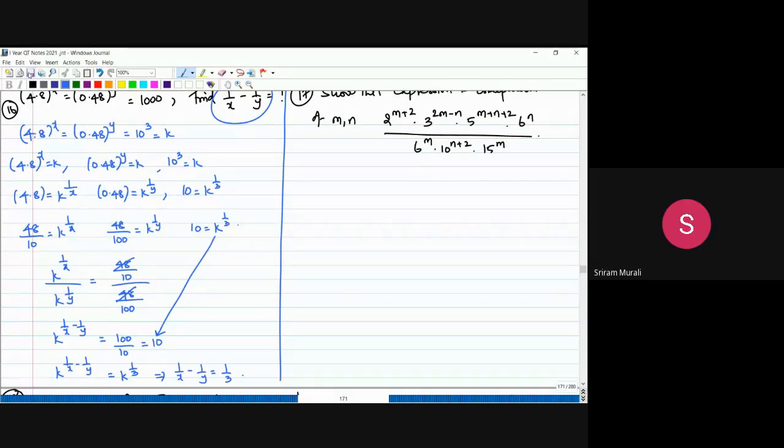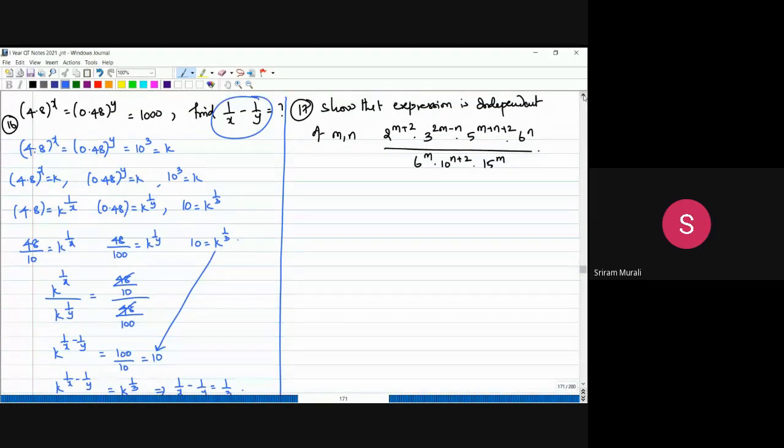So question number 17. We want to show that this expression is independent of m and n. That means I should not get m and n in my answer. The answer should be free of m and n. There is no m and n in my answer. So you take first the numerator, 2 power m plus 2, then 3 power 2m. Already this is in prime numbers. 2 is a prime number, 3 is a prime number, 5 is a prime number. So bring it to the prime number base.